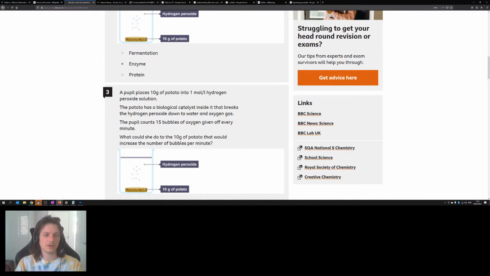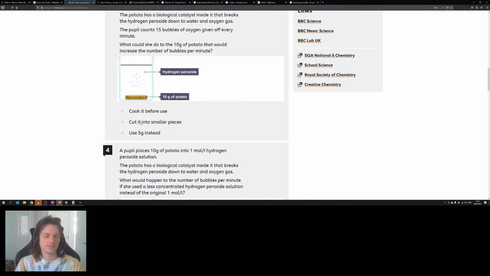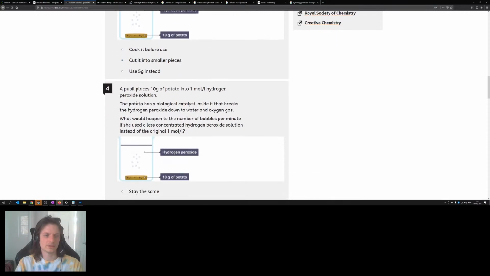The pupil counts 15 bubbles of oxygen given off every minute. What could she do to the 10 grams of potato that would increase the number of bubbles per minute? Cut it into smaller pieces.